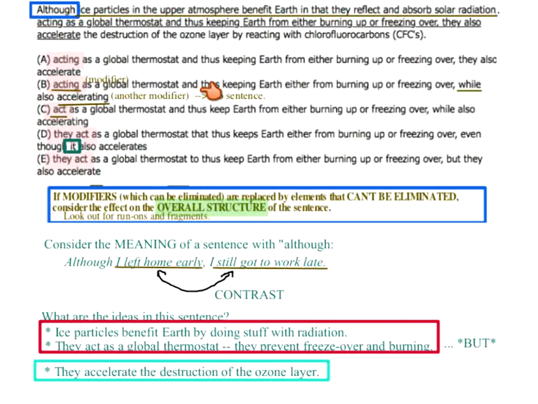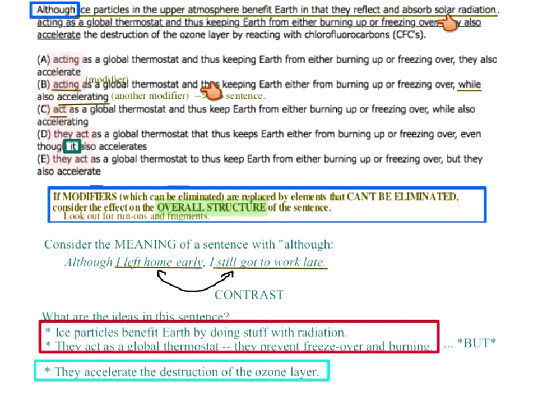But E says, although they benefit Earth, they keep Earth from burning up. I mean, that's not a contrast. So that sentence doesn't make any sense. A does make sense, because you've got, although they do this, and here's a modifier that tells me how they do that. So all of this is one sentence with a modifier in A. Although they benefit Earth, here's a modifier saying how they do that.